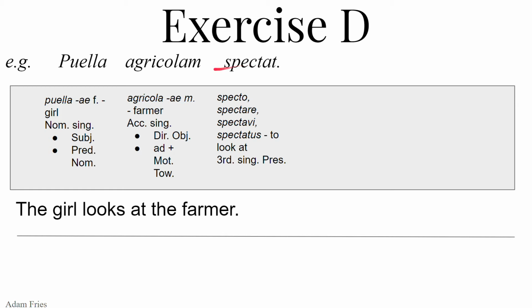If agricolam had come first, the sentence still means the girl looks at the farmer, but the farmer is the first word, the accusative agricolam. So agricolam puellae spectat would be like answering the question, who is it the girl sees? Well, agricolam puellae spectat, the farmer, that's what the girl sees. The girl sees the farmer. So word order adds emphasis, not so much translation.